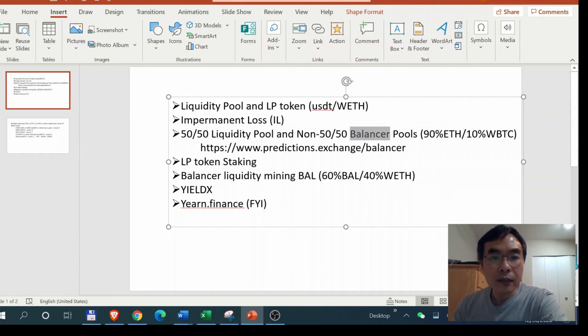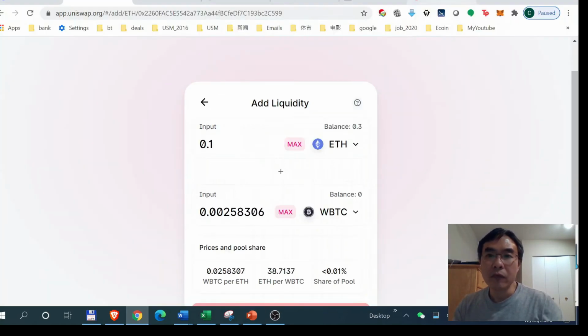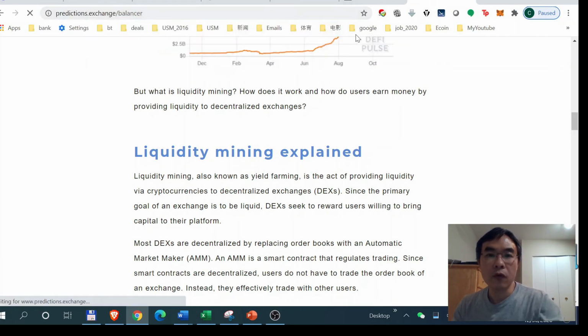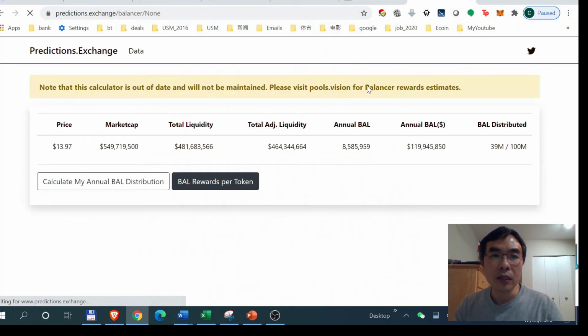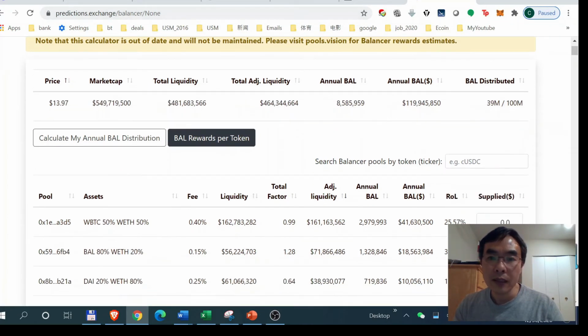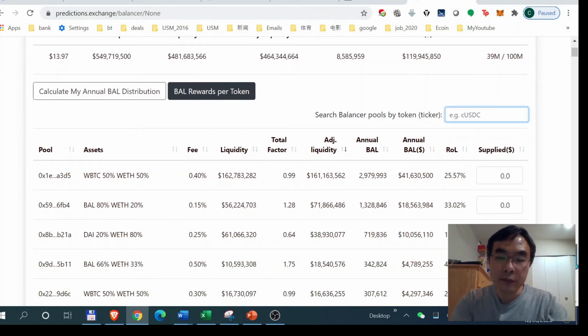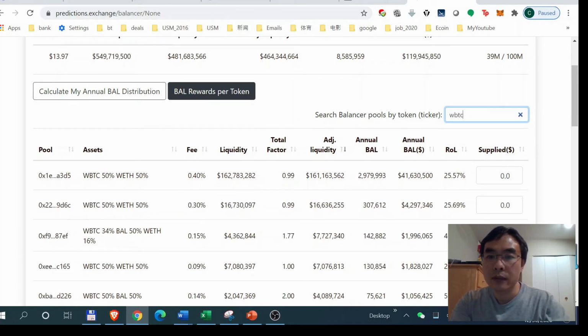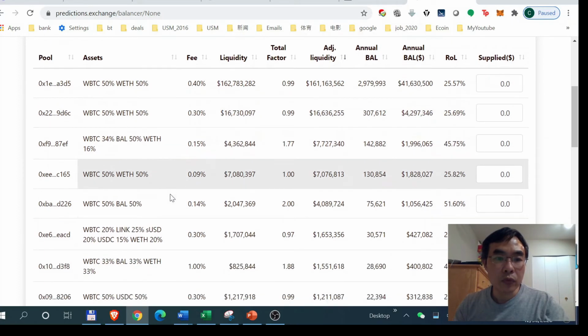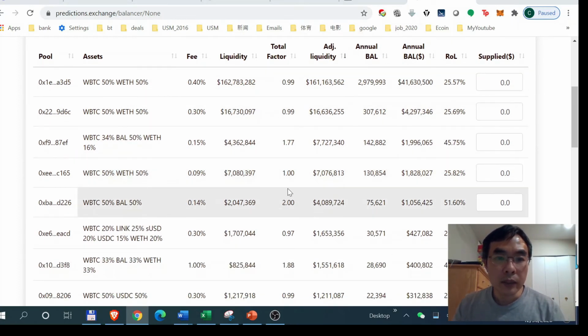And also somebody put together this prediction exchange / Balancer website. This website is pretty good, so let me show you what I mean. If you show the returns for different kinds of Balancer pools, and you have WBTC, say WBTC, and show all the Balancer pools with WBTC in, the next step for you to add to one of these pools is to select the correct one that is more suitable for you and maximize your reward.